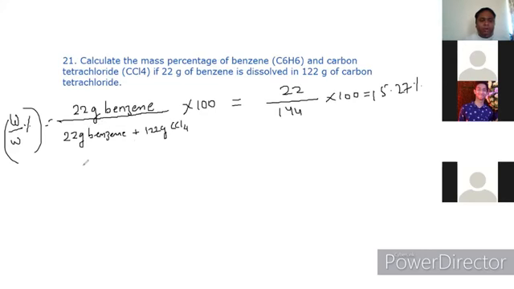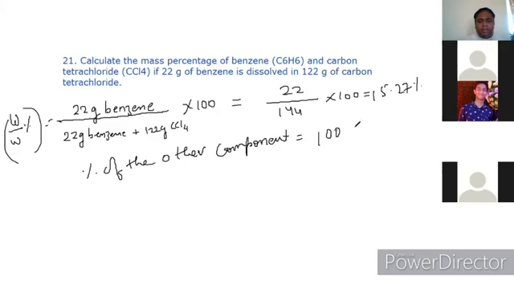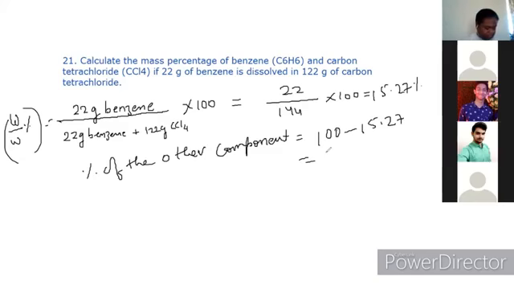Now to find out the percentage of the other component, we need not follow the same formula, or we may follow the same formula. Else what we can do is percentage of the other component will be as simple as 100 minus 15.27. 84.72. Simple. Again, we'll go to the next problem.